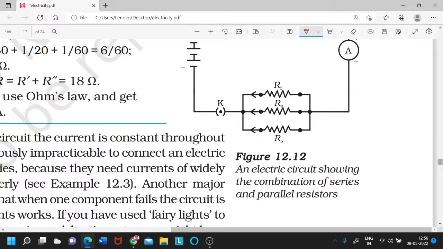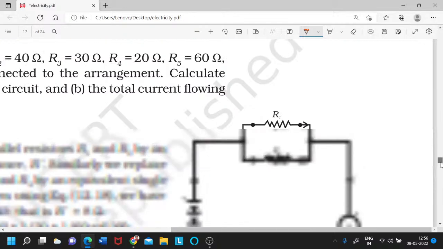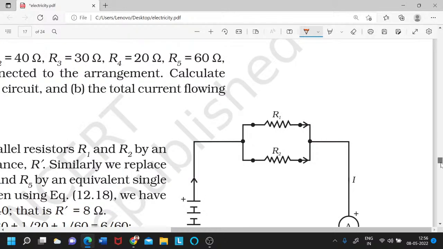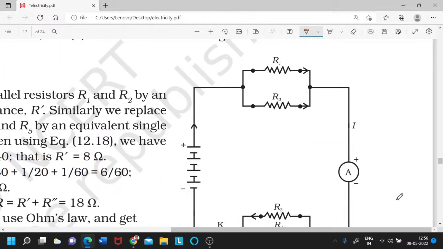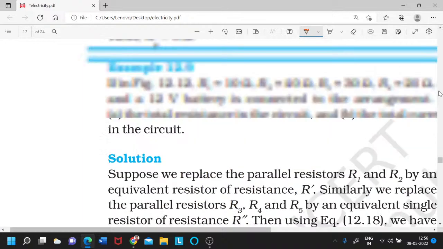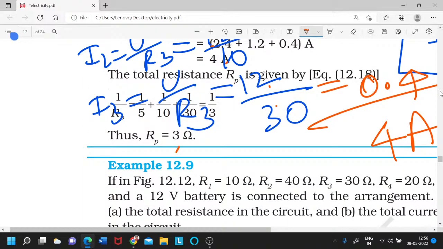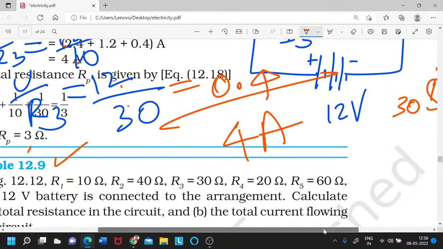Now we are going to find the total resistance here. How to find this answer? It's very simple. Total resistance and total current we are going to calculate. This is example problem number 9. The resistances are 10, 40, 30, 20, 60.